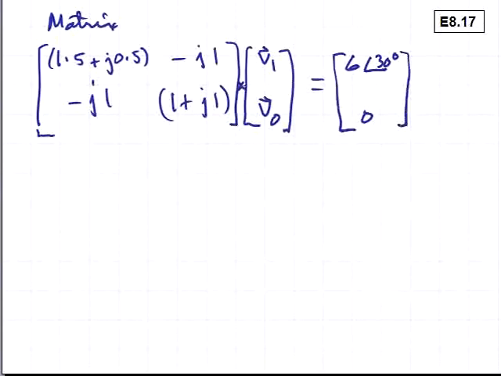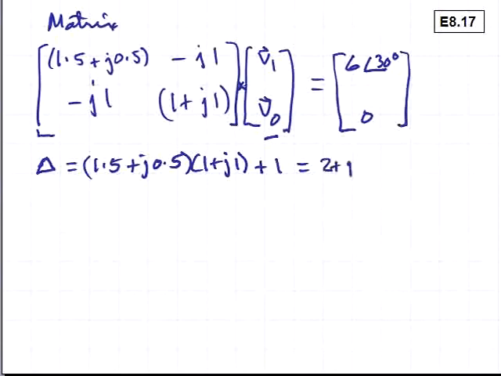So we can solve this matrix equation. We're really interested in the VO term here. We can use Cramer's method. The determinant of the elements in the admittance matrix is 1.5 plus j 0.5 times 1 plus j 1 plus 1 for the other cross product term. This is equal to 2 plus j 2, which in polar form is 2 square root of 2 at an angle of 45 degrees.